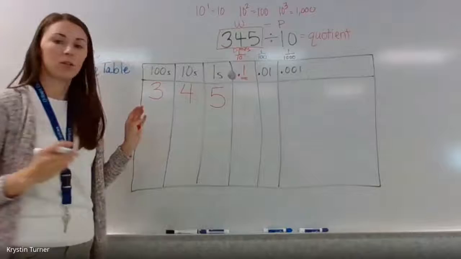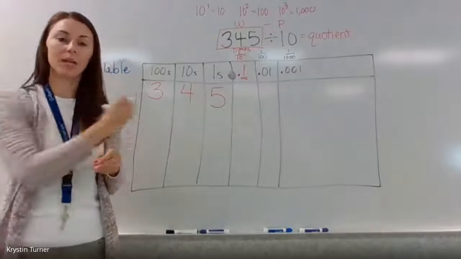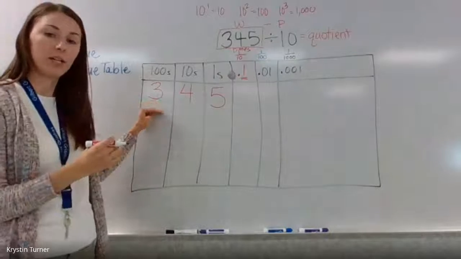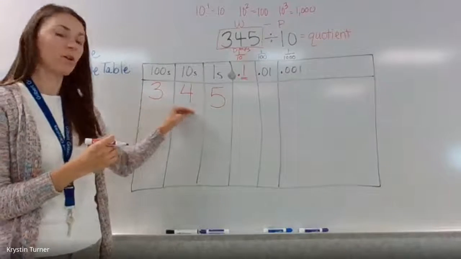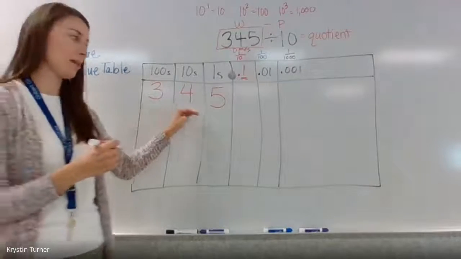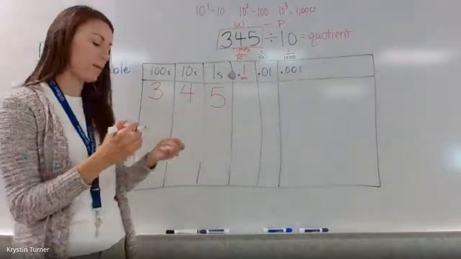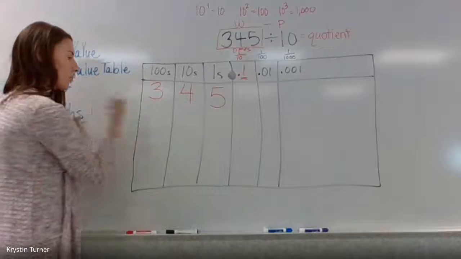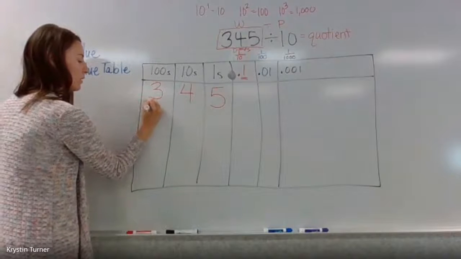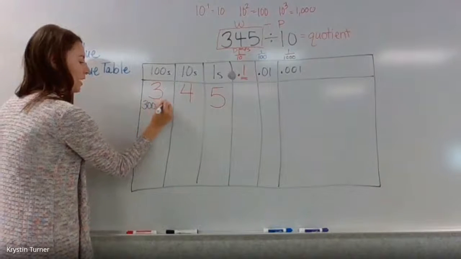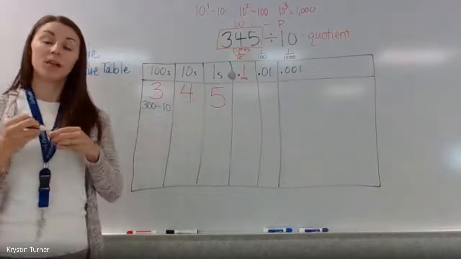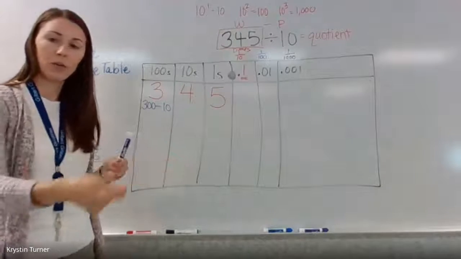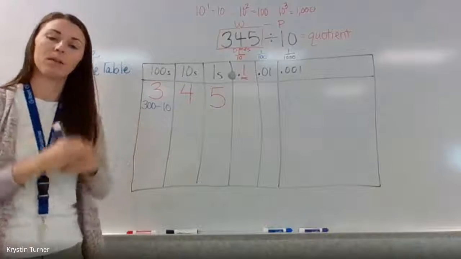And we're going to make it easier on ourselves, and we're going to decompose this and think of it as 300 divided by 10, 40 divided by 10, and 5 divided by 10. So starting with this is going to be 300 divided by 10. So if you had $300 and you made 10 equal groups, how much money would be in each group?